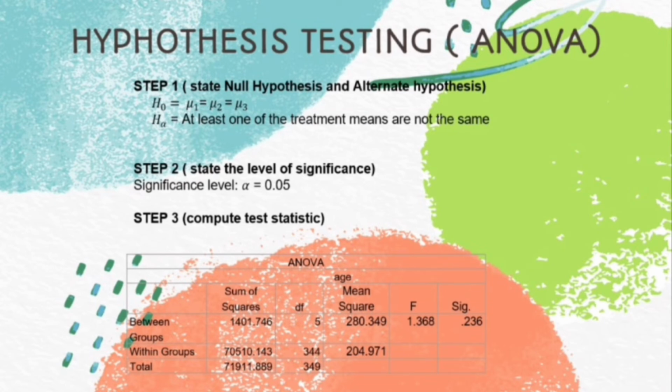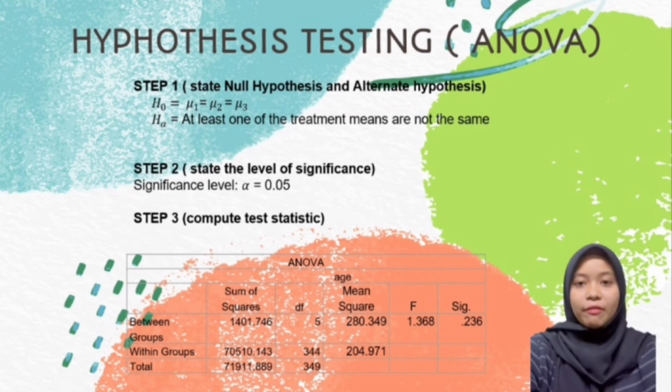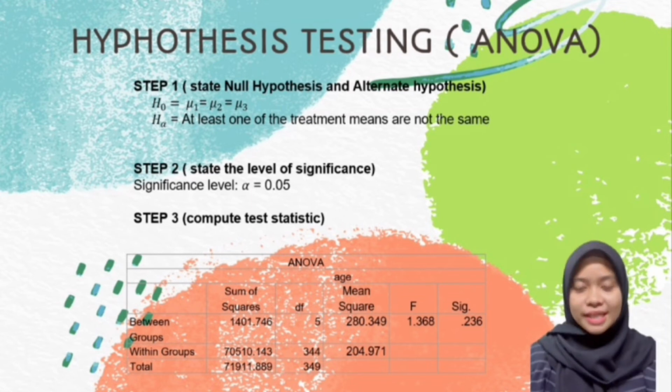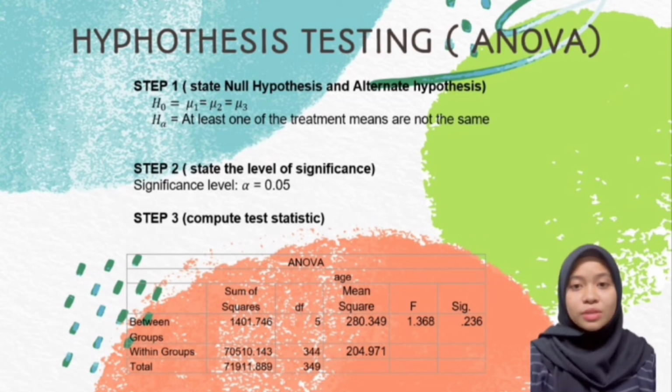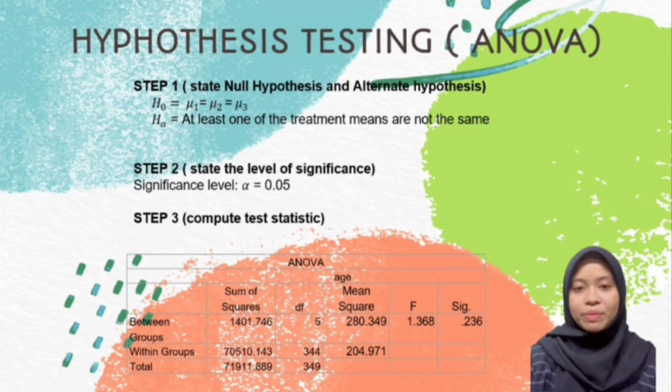A21A2977. The next is hypothesis testing using ANOVA. Step 1 is state null hypothesis and alternative hypothesis. Hypothesis null equals mean first, mean second, mean third. Hypothesis alternate equals at least one of the treatment means is not the same. Step 2 is state the level of significance. Significance level alpha equals 0.05. Step 3 is compute test statistic.